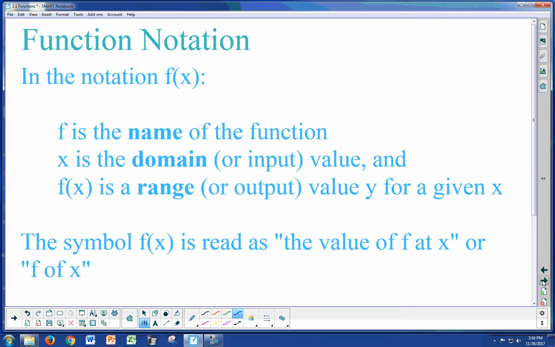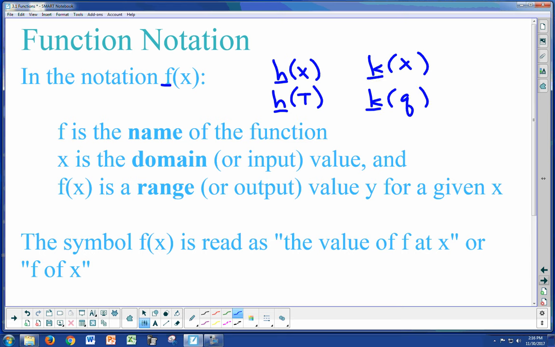So in the notation, we have the name of the function, f. So we could have something like h of x. We could have h of t. But h is the name of the function, k of x, k of q, something like that. So k would be the name of the function there. The domain or the input is the one that's inside of here. So this would be your input value: x, q, t. And then the function f of x value is going to be the range, or what comes out, and that represents y.